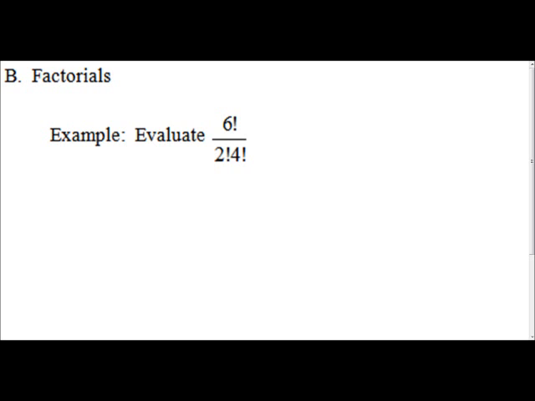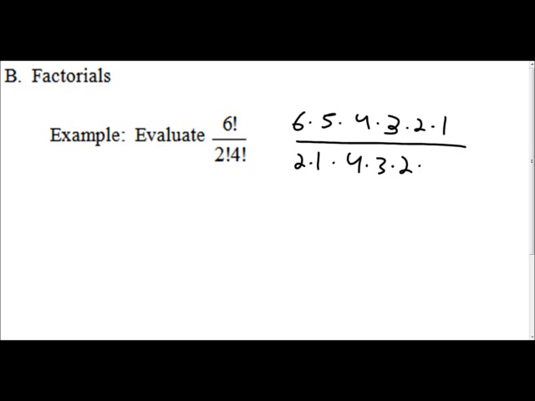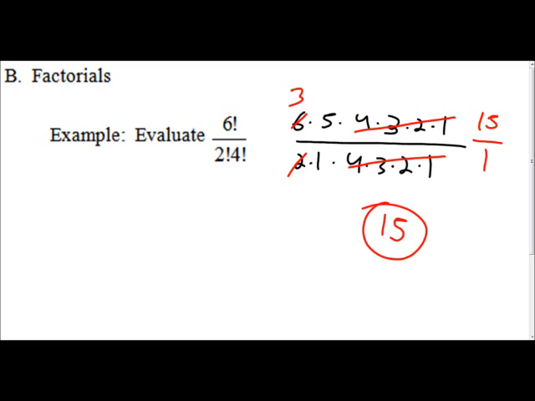If we were using the binomial theorem, it would ask us to do a little review on factorials so we know how those work. Remember, this just means 6 times 5 times 4 times 3 times 2 times 1 over 2 factorial is 2 times 1 times 4 factorial is 4 times 3 times 2 times 1. Our 4, 3, 2, 1 and 4, 3, 2, 1 can go away. We'll take 2 out of our 6 and we're just left with 3. So 3 times 5 is 15 over 1, which just becomes 15. That's how factorials work. Nice little review there.